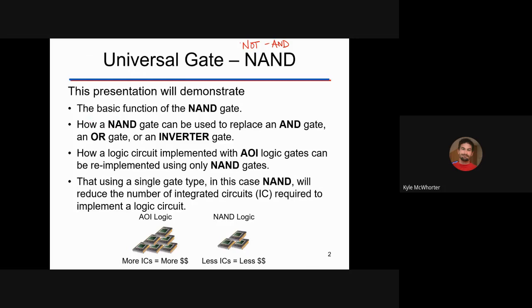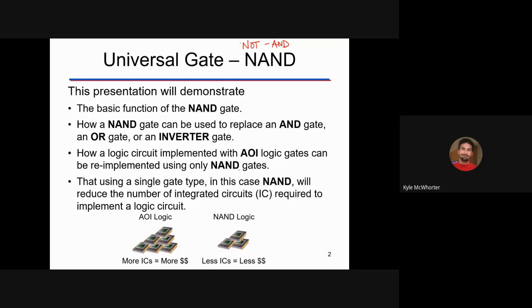We are going to see how you can use NAND gates to replace all three gates in AOI. So we have circuits where we use AND, OR, or inverter gates. We've been using those. Now we're going to see how we can translate those circuits into using only NAND gates.